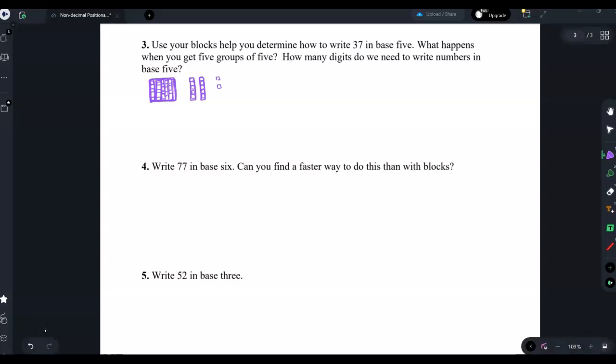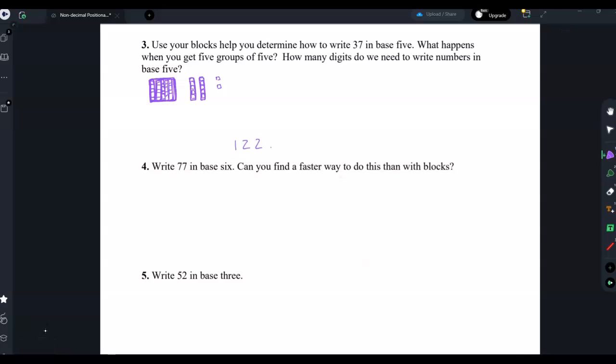So I can see here that in terms of groups of 5, I actually have 7 groups of 5, but what happened is 5 of those got regrouped. So what happens when you get 5 groups of 5? It becomes a flat, or a group of 25. In this case, I have one flat, or one group of 5 squared, or one group of 25. I have 2 rods, or 2 groups of 5, and I have 2 left over.